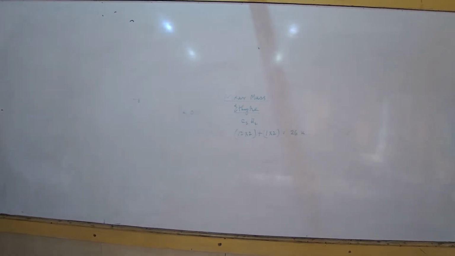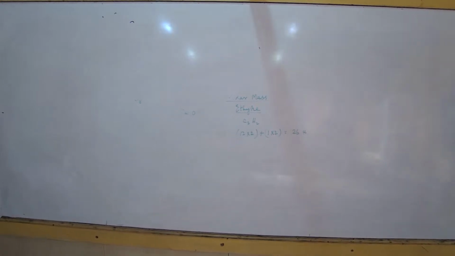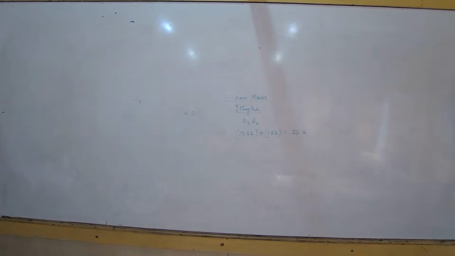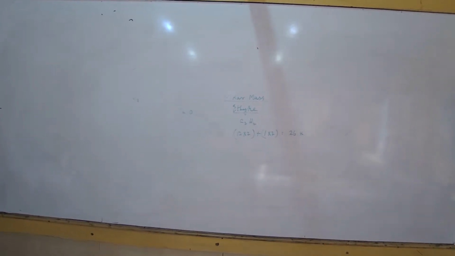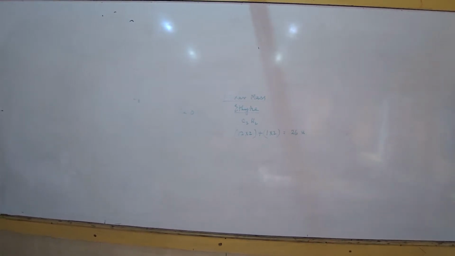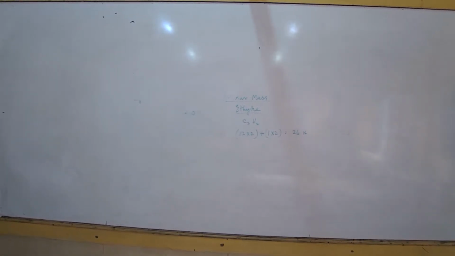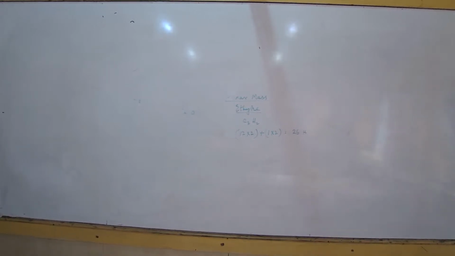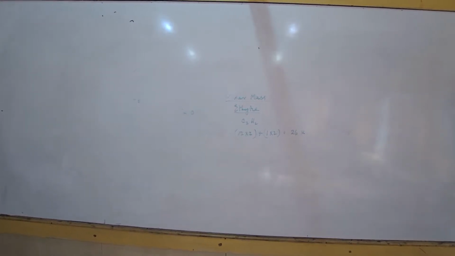P4. Phosphorus is 31. You have to do it in your notebook. They've already given you the atomic mass in the question: 31. 31 into how much? P4 is there, so 4. 31 into 4.